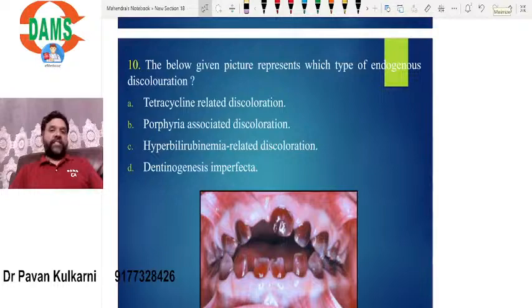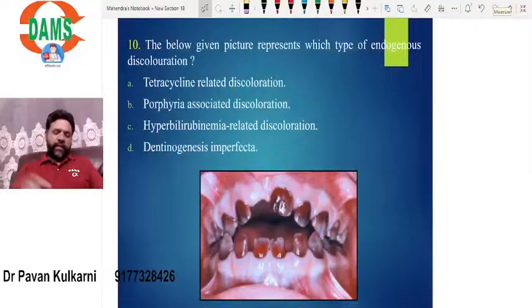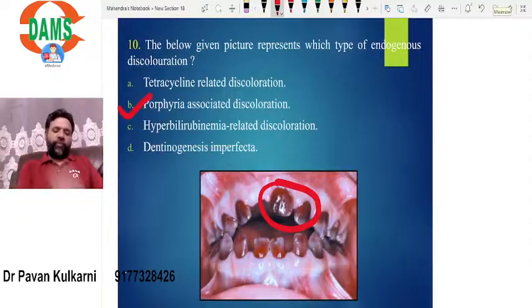Let us discuss the last MCQ for today. The below picture represents which type of endogenous discoloration? Typically, if you see this, it is a reddish brown discoloration, and this is typically seen in case of porphyria.